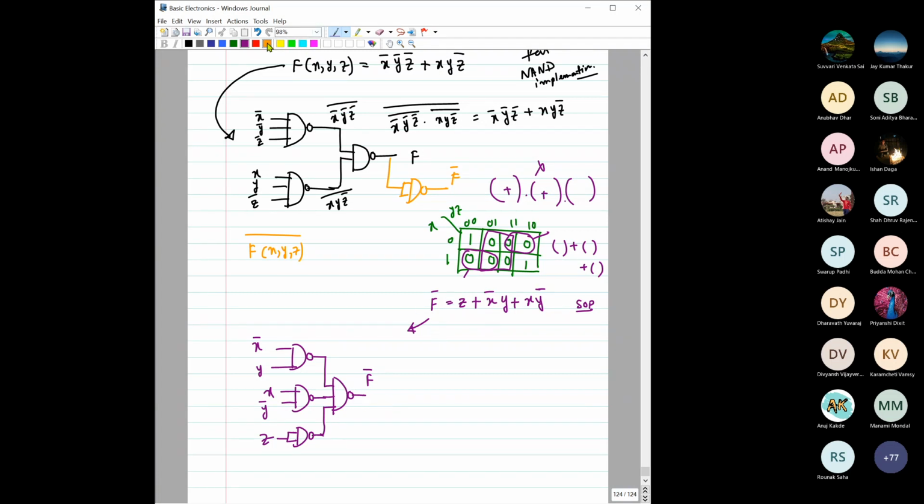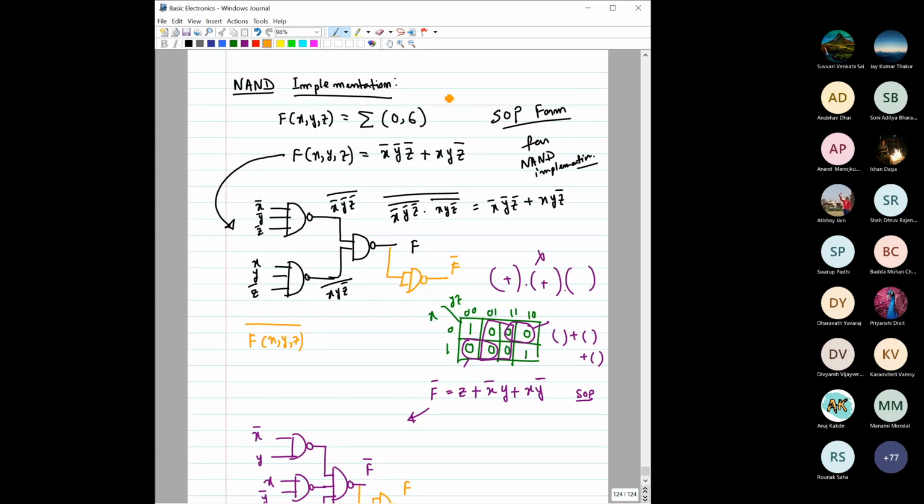Now if we know f dash, like you have done from f to f dash, similarly if you connect another NOT operation, you will also get F here. So there are a couple of ways by which you can implement. But the only thing you have to remember is that for NAND implementation, it has to be in the sum of product form, or sum of minterm form.